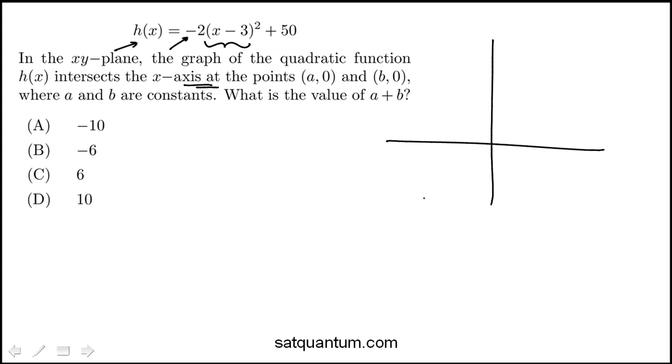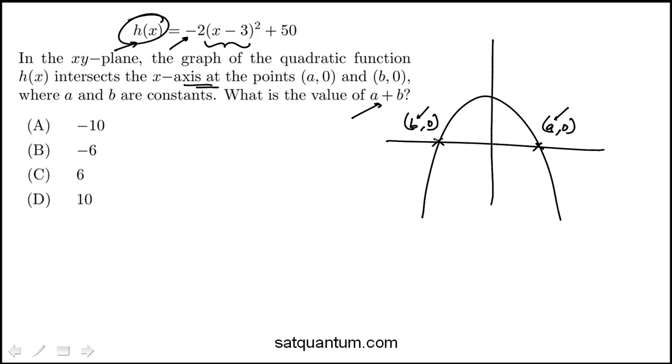So qualitatively, the parabola might look something like this. And these are the 2 points where the parabola intersects the x-axis. They're asking us to find the sum of these x-intercepts. So essentially, we're looking for the x value for which the value of the function is 0, because that's where the y value is 0.